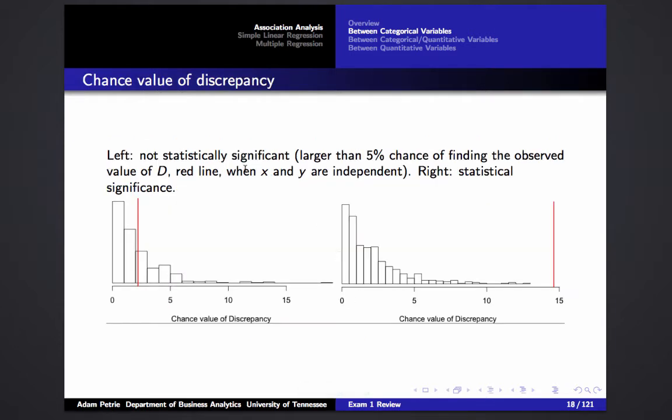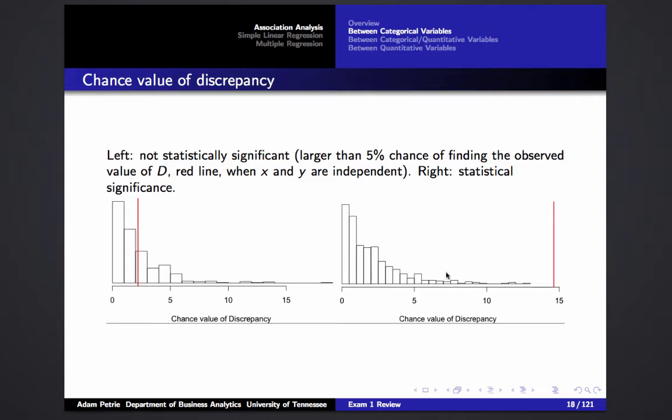All right, so what we look at is the histogram of the chance values of discrepancy, the values of the discrepancy produced over those permutation data sets. Here on the left is an example where the association is not statistically significant, because the value of the discrepancy measured in the data, right at about 2.5 here, is a value that happens all the time when x and y have no association, if they're just randomly paired together. So chance alone is enough to explain the discrepancy in the observed and expected counts that I'm seeing, so I would say the association is not statistically significant.